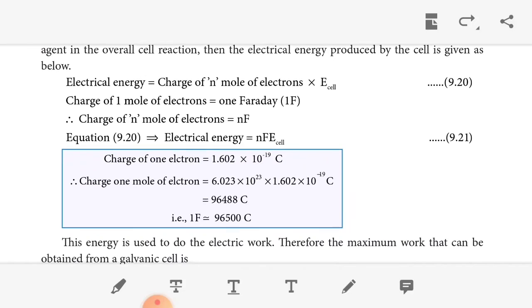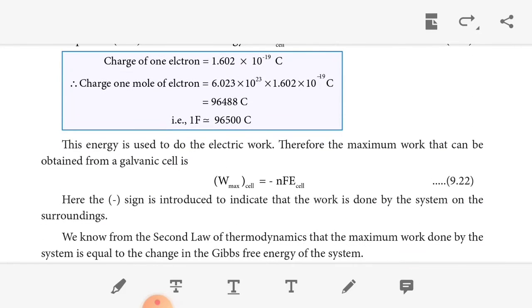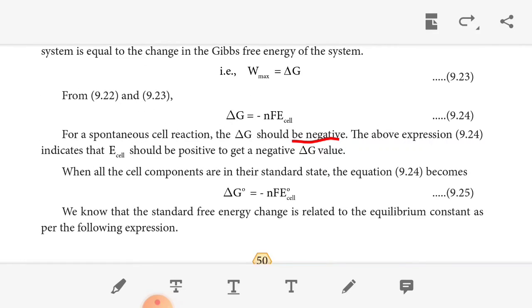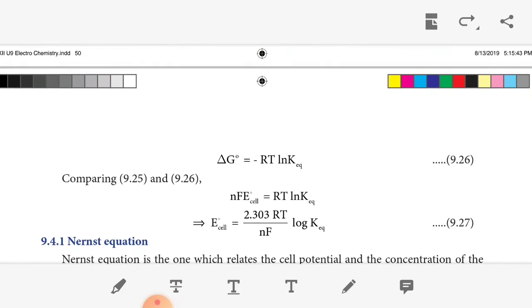The minus sign introduced indicates the work done by the system on the surroundings. We know from the second law of thermodynamics that the maximum work done by the system is equal to the Gibbs free energy, so W max equals del G. We can rearrange: del G equals minus nF E cell. For a spontaneous reaction, del G should be negative, so E cell should be positive. Under standard conditions, del G not equals minus nF E not cell. Okay, this is the thermodynamic cell reaction.